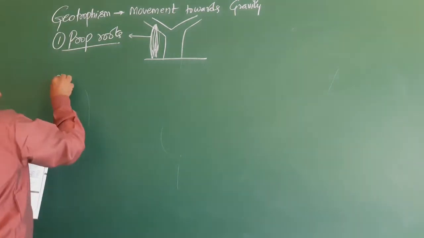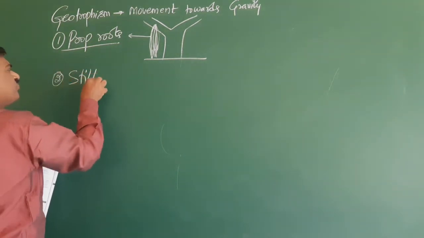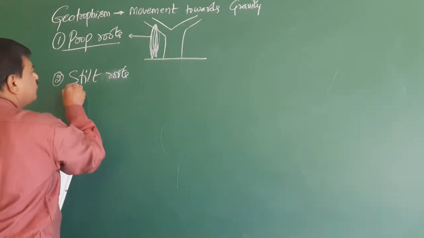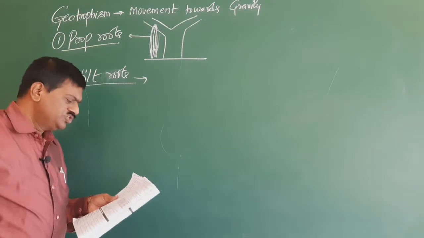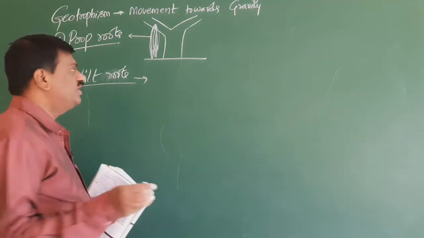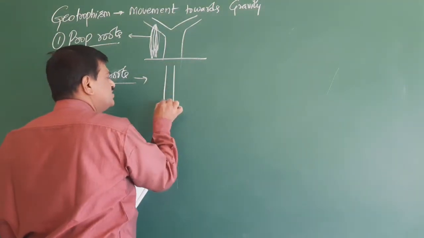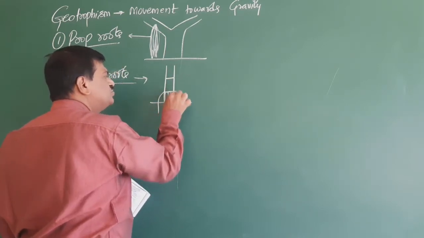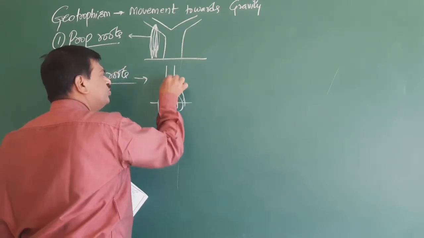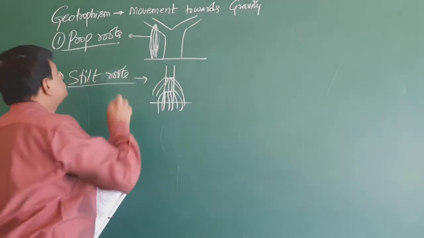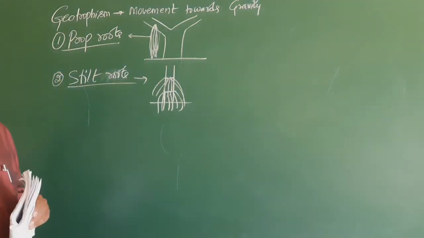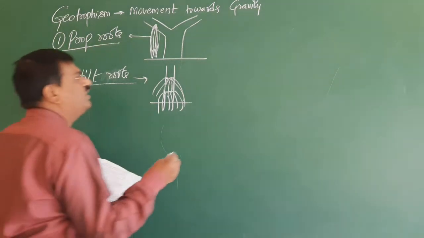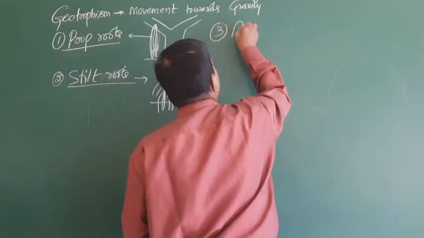So we go for the second one called as stilt roots. In a sugarcane or maize, there is a presence of roots towards the lower side, and these roots help in mechanical support, and these roots are called as stilt roots, can be seen in the sugarcane and maize.